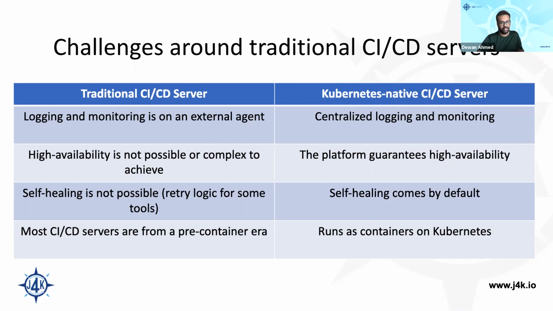The final point is most CI/CD servers are pre-container era. Now, this is not inherently a bad thing, but it just means that the capability of handling containers and working with, let's say, Docker, are all plugins. So these were all developed later to glue it with the solution. Whereas Tekton or other Kubernetes-native CI/CD servers, their resources run as containers on top of Kubernetes. So they were born inside Kubernetes. So these are the typical comparisons.